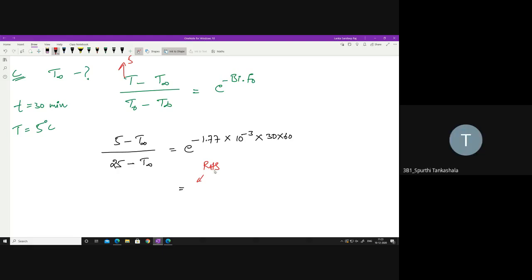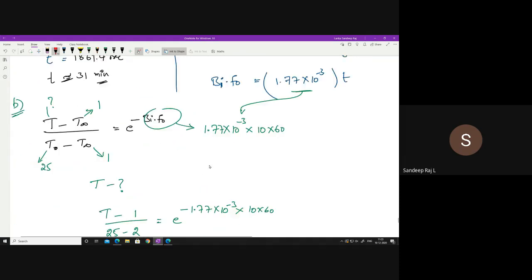Sir, the diameter of the piece will be different, no, sir? In the question, they have given the diameter of the piece, it is 8 mm, no? The same value is taken here throughout, no?